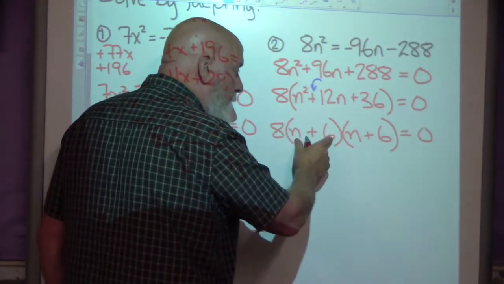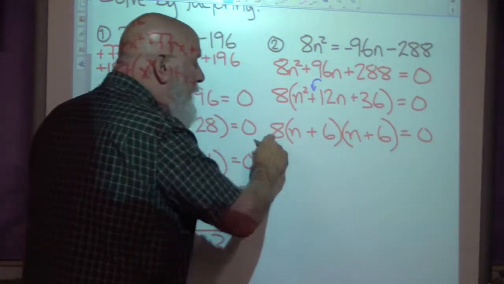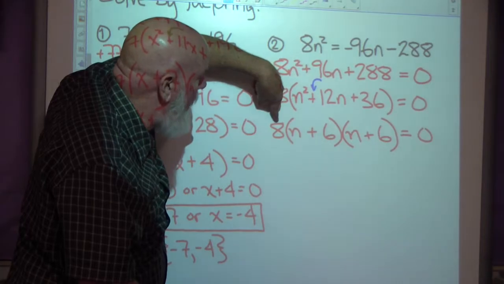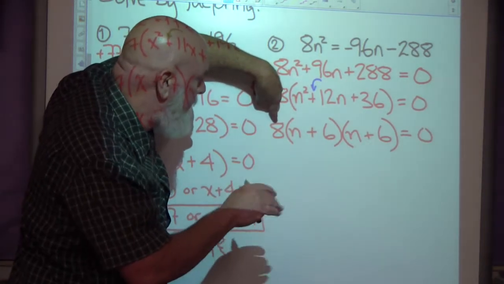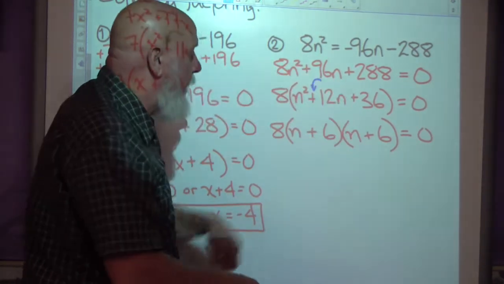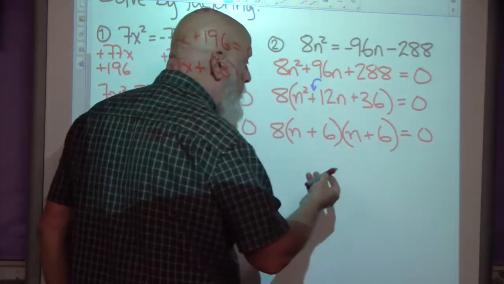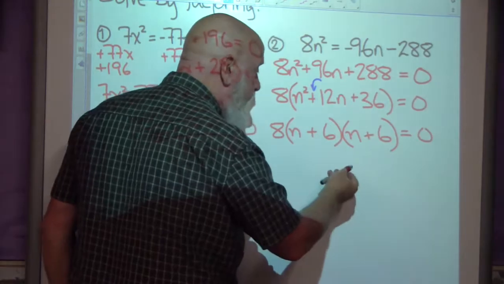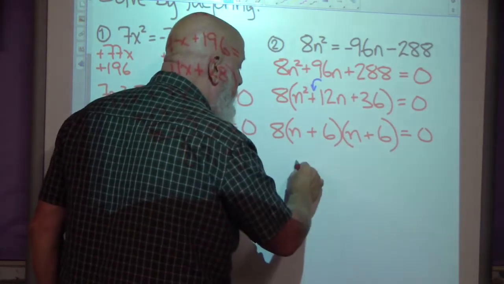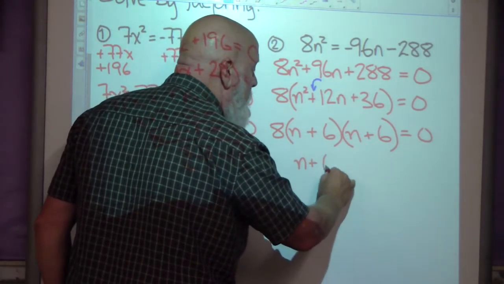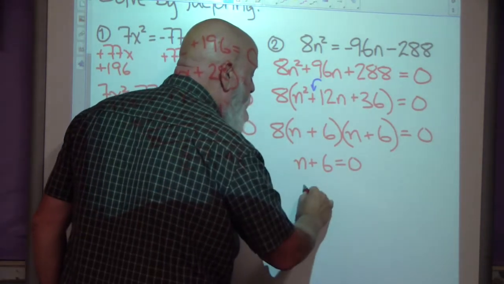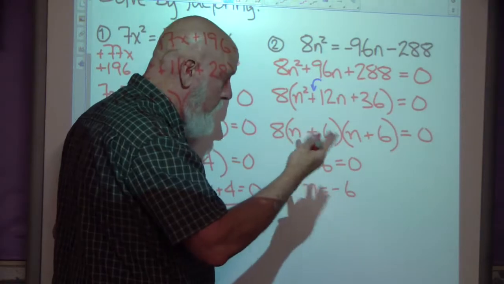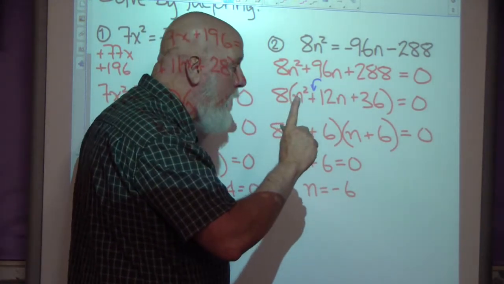Either this one is 0 or this one is 0. This can't be a 0 because it's not a variable term. That's a constant. This will always be 8, so it'll never be 0, but this could be 0 and so could this. And we can see we're going to get the same answer here. Either n plus 6 is 0 or n plus 6 is 0. In either one of these, when we set it equal to 0 and solve, we're going to get n is equal to negative 6. We'll get that twice, but you only have to list it once.